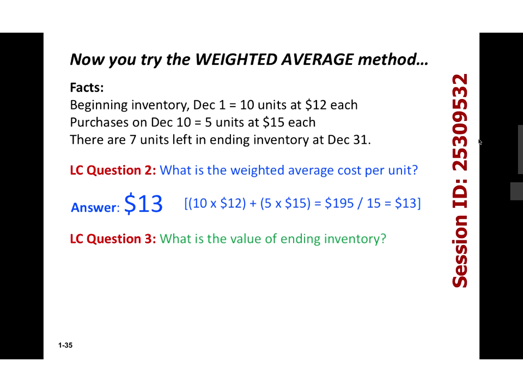Okay. Third question. Now, okay, so now we're on to the easy stuff. You've done the heavy lifting for the weighted average. What's the value of ending inventory? Value of ending inventory, we've got 7 units left, and we just calculated that the weighted average cost per unit was 13. So you do a little multiplication there. 7 units at $13 each.